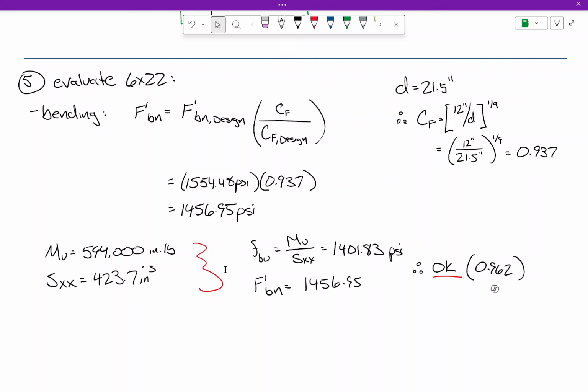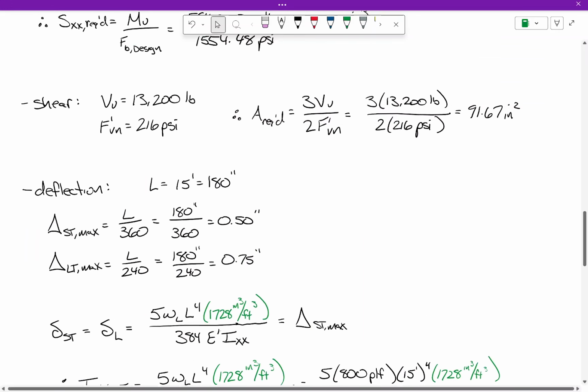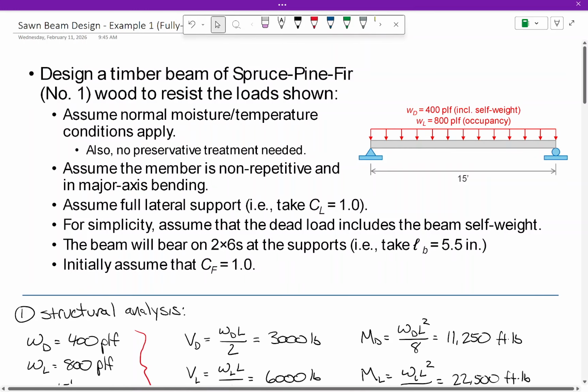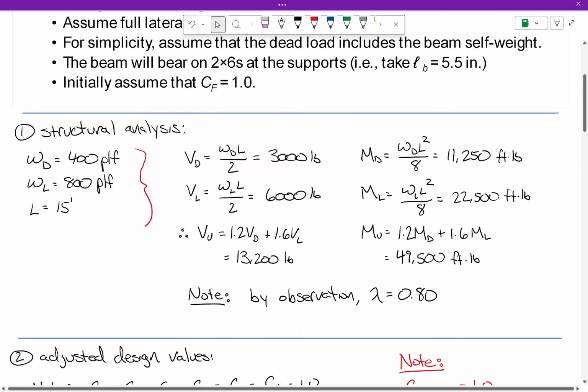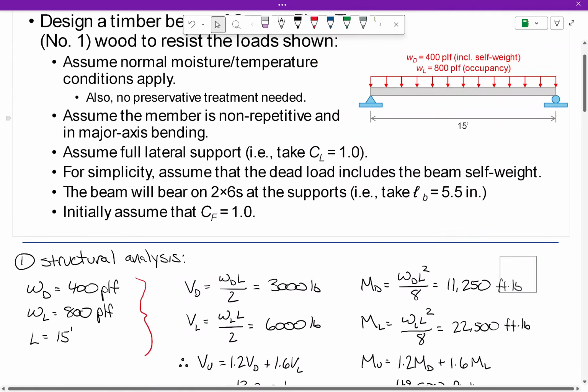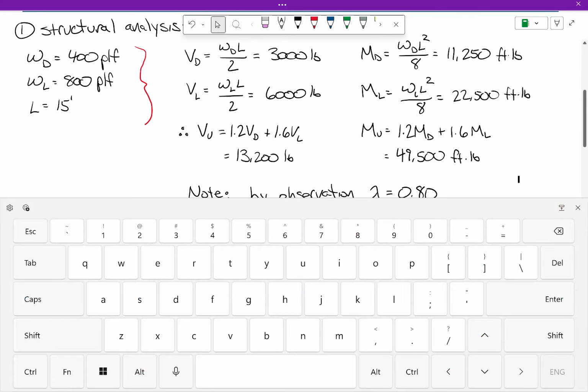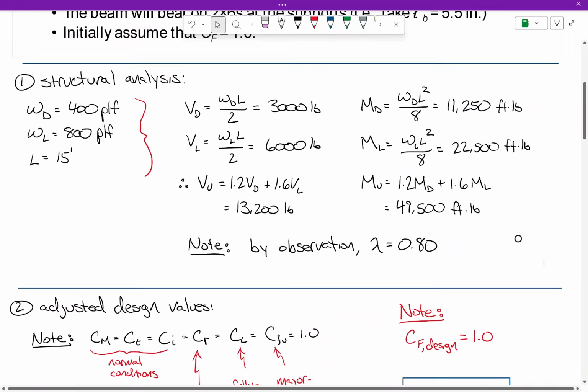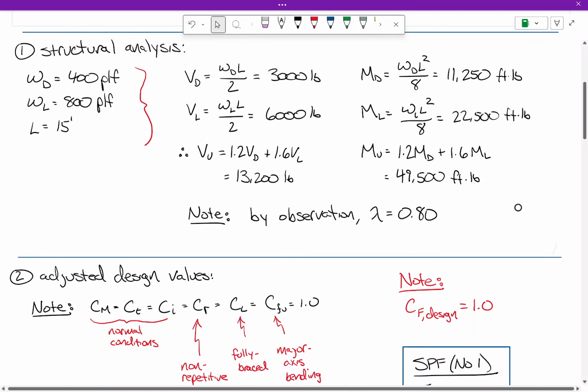Okay, so let's go ahead and just finish out our computations for this example. Just to recap where we're at, here's our problem. We're going to be designing this timber beam. We've been given the loads and all the conditions necessary for our factors, and our initial assumption that CF was 1. We performed the structural analysis. We did that pretty quickly because it's a fairly straightforward beam, simply supported, with a uniformly distributed load. And we've got our shear and factored moment, and by observation we know our lambda value is 0.8.